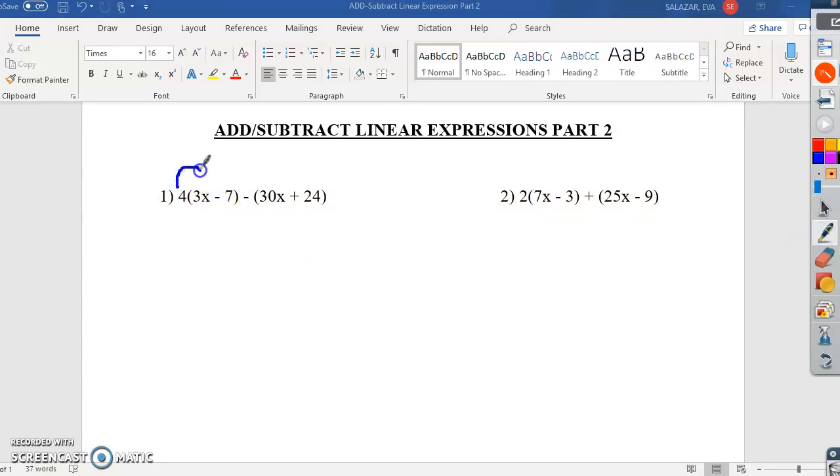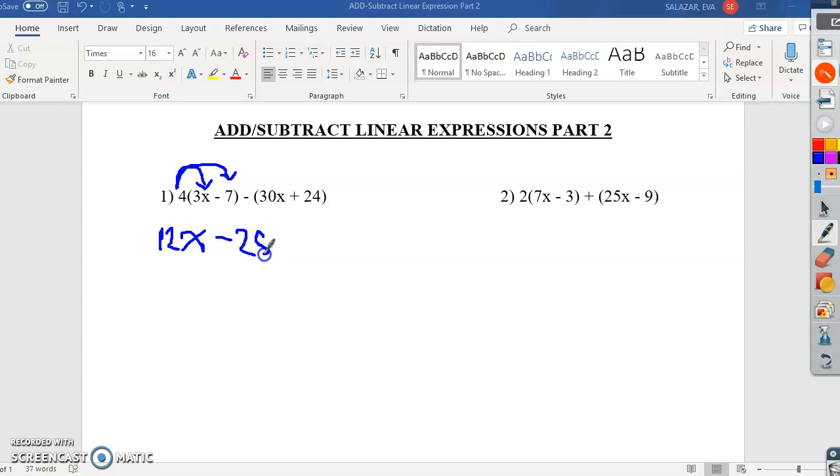I'm going to take that 4 and multiply it times 3x, which means that I now have 12x. And then I'm going to take that 4 again and multiply it times 7. I'm going to treat that minus like a negative, so that would be a negative 28.